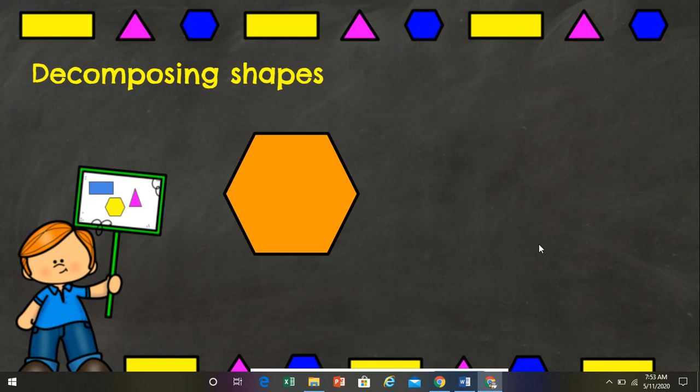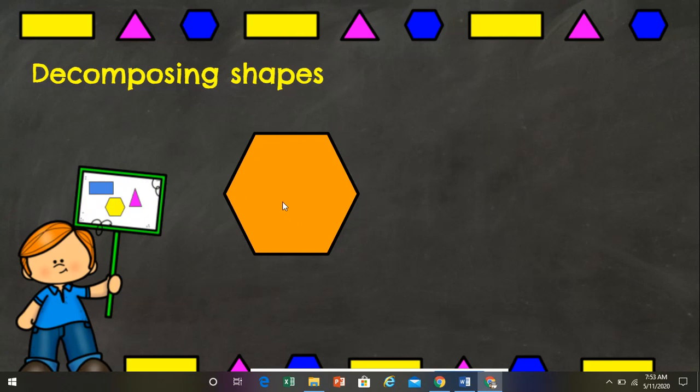Now let's decompose the shape. Ahora vamos a descomponerlo. We're going to separate this shape into, it could be into two, it could be into three, but this one we're going to only decompose it into two separate parts. So here we have, what shape is this? Let's count the sides. 1, 2, 3, 4, 5, 6. ¿Qué lado es este si tiene 6 lados? This is a hexagon. Esto es un hexágono.